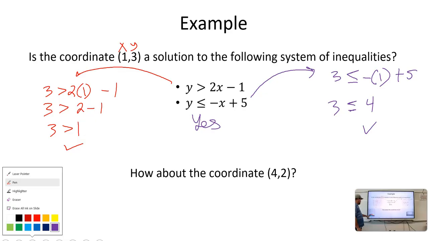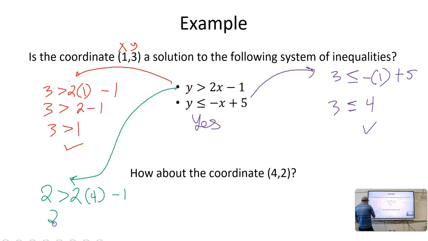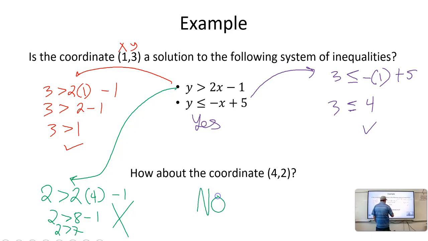Okay, what about 4, 2? So we're going to come down here and we're going to use 4, 2 instead. So y, which is my 2 this time, is greater than 2 times x, which is 4, minus 1. So this is 2 is greater than 8 minus 1. 2 is greater than 7. That is not true. I don't even have to plug it into the next equation because it has to be true for both of them or all of them. So in this case, the answer would be no for the coordinate 4, 2.